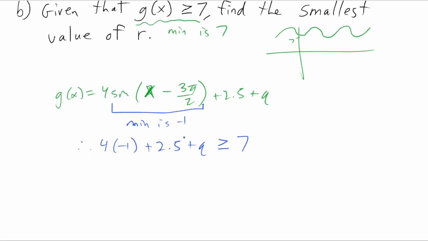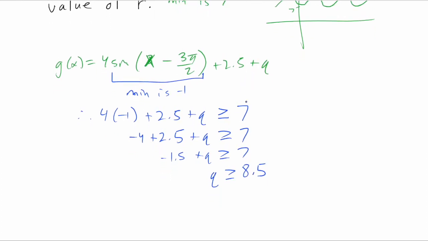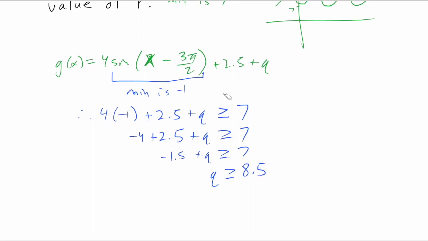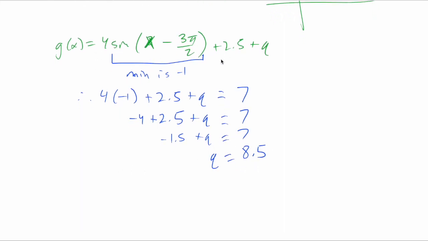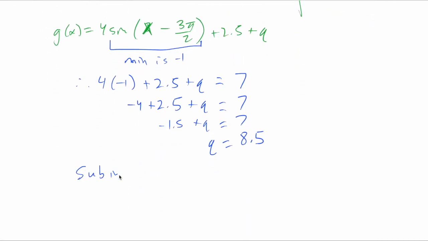All right? And you can simply solve this for q, and you got -4 plus 2.5 plus q greater than or equal to 7. And that's going to be -1.5 plus q is greater than or equal to 7. So q is greater than or equal to 8.5. Okay, or basically q has to be equal to 8.5.